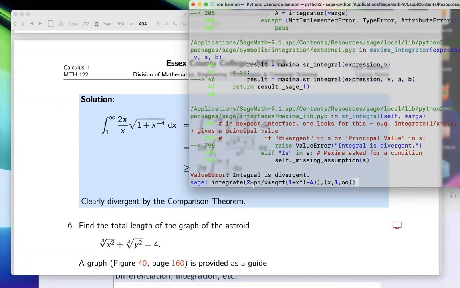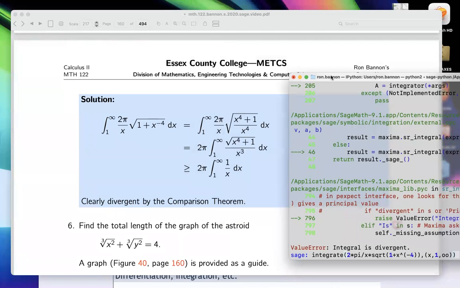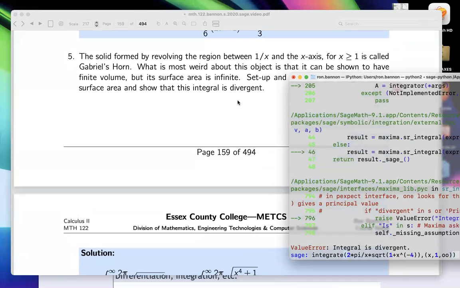What it's going to be is the integral of 2 pi divided by x times the square root of 1 plus x to the minus 4, from 1 to infinity. And remember, I got this value error, and it said, oh, the integral is divergent. All right, so what I want to do is talk about this guy over here. And what we did was we used a comparison theorem. Now I'm hoping you can remember back over that. And really what it said is it doesn't want you to integrate it. It wants you to use a comparison theorem to show that it was divergent.